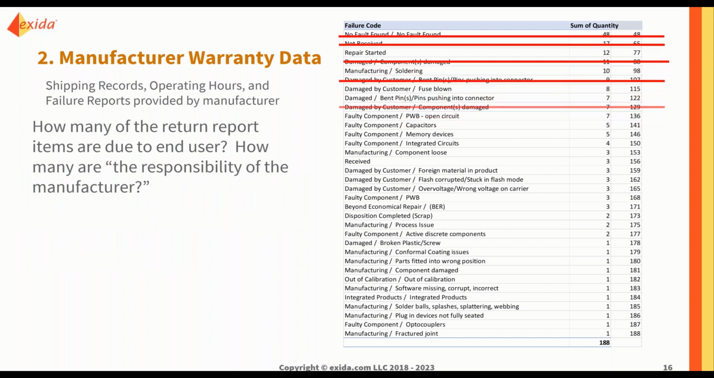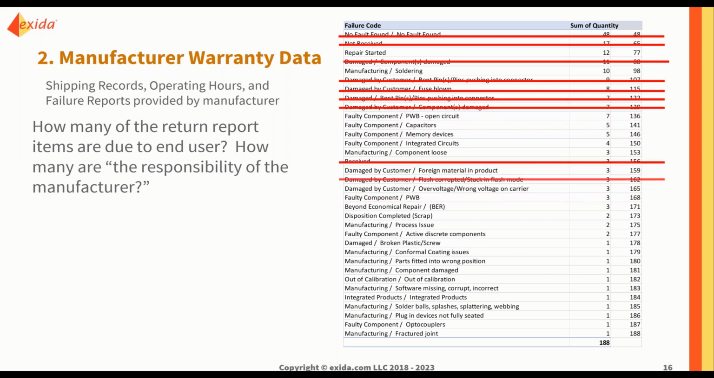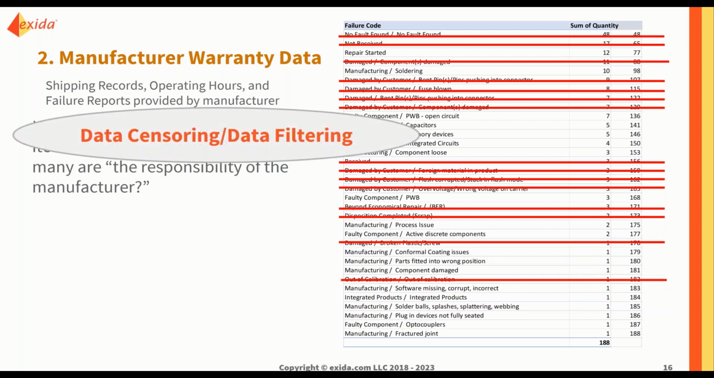I've got to get rid of this one. I can get rid of these. This is not a failure. These are all, okay, I have to take credit for the faulty components and the manufacturing component loose issue, but I can get rid of all the rest of these because they are just not failures by my definition. That is what I mean when I say data censoring and data filtering. You make up an excuse, define failure differently than reality, and cut the number down.